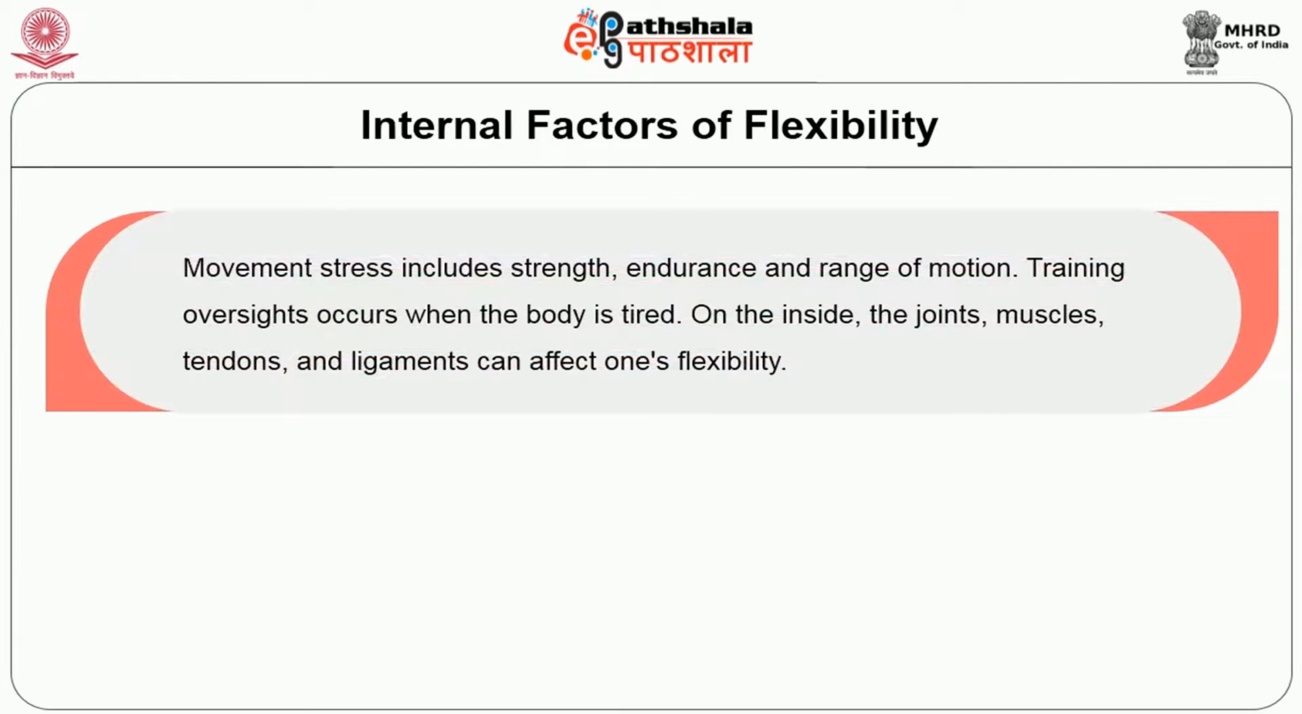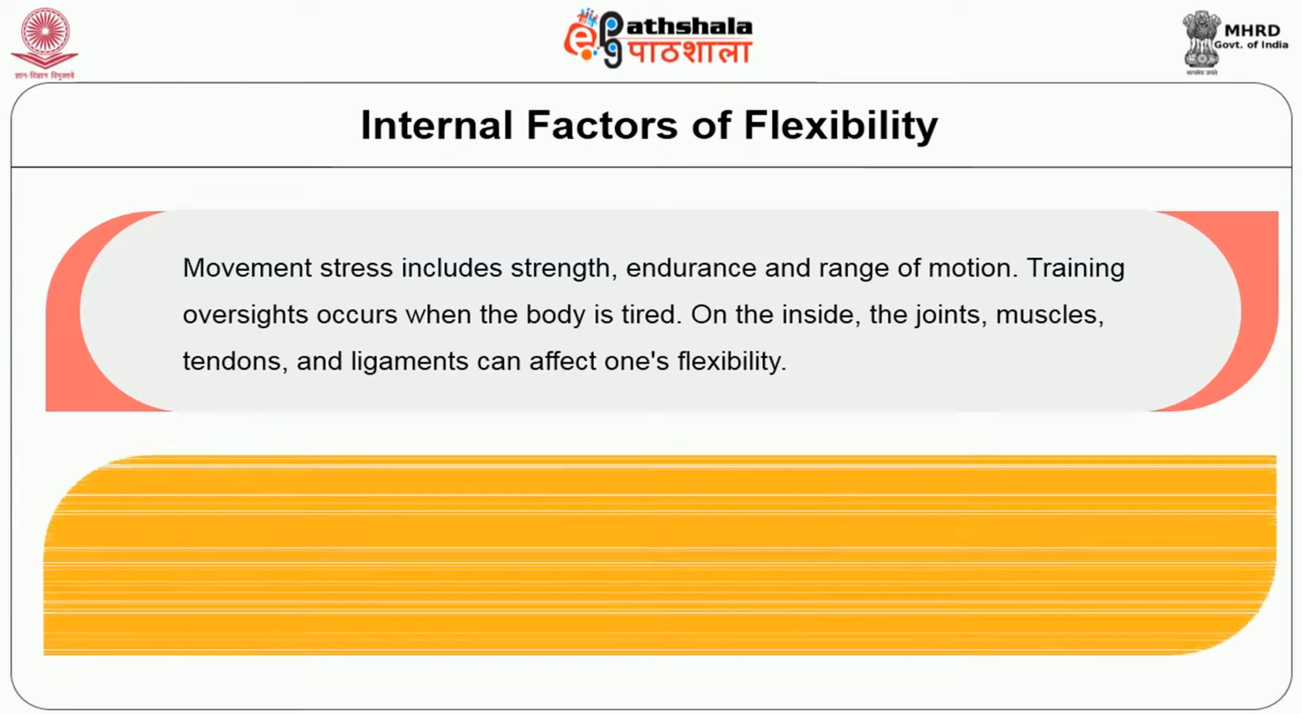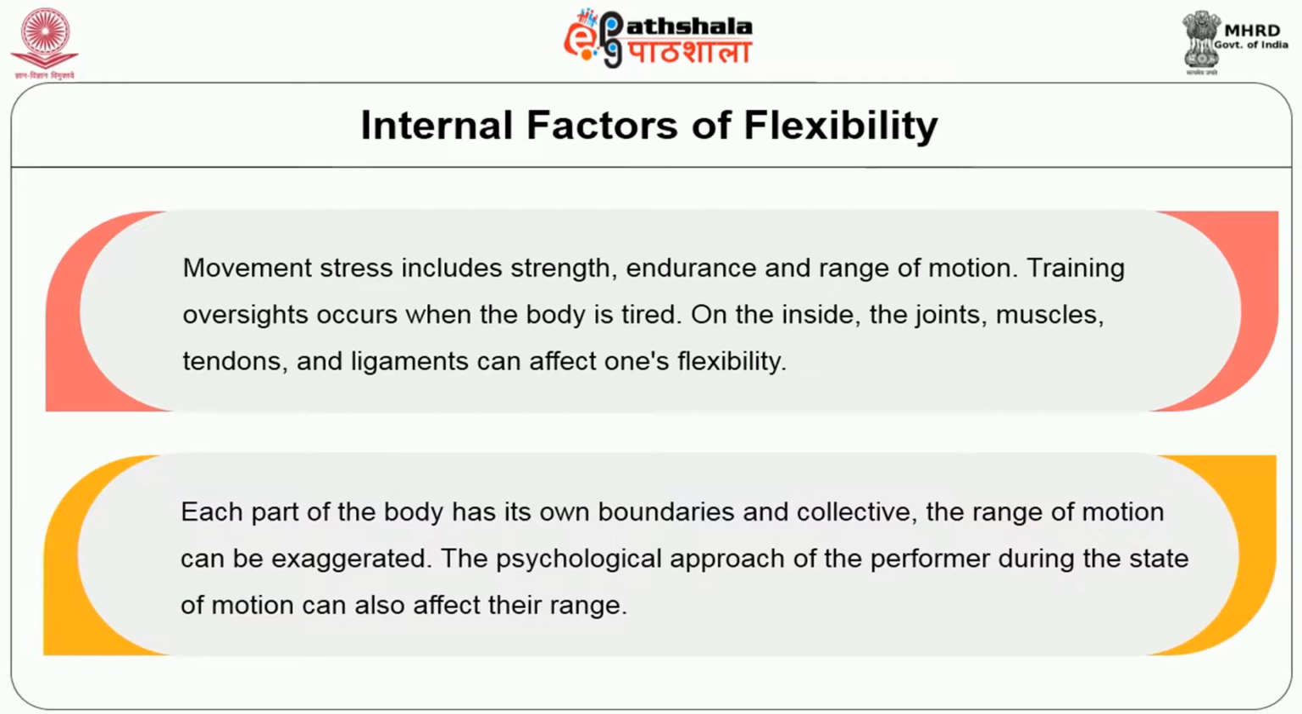Movement stress includes strength, endurance and range of motion. Training oversights occur when the body is tired. On the inside, the joints, muscles, tendons and ligaments can affect one's flexibility. Each part of the body has its own boundaries. The range of motion can be exaggerated. The physiological approach of the performer during the state of motion can also affect their range.